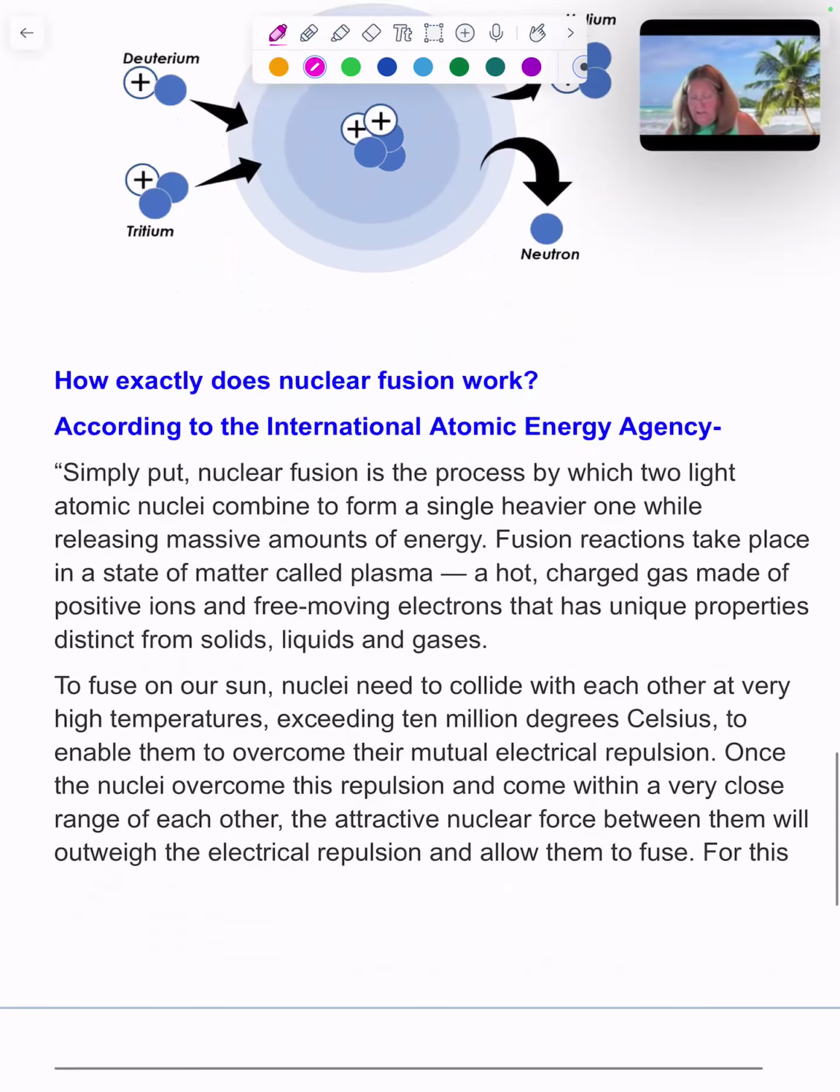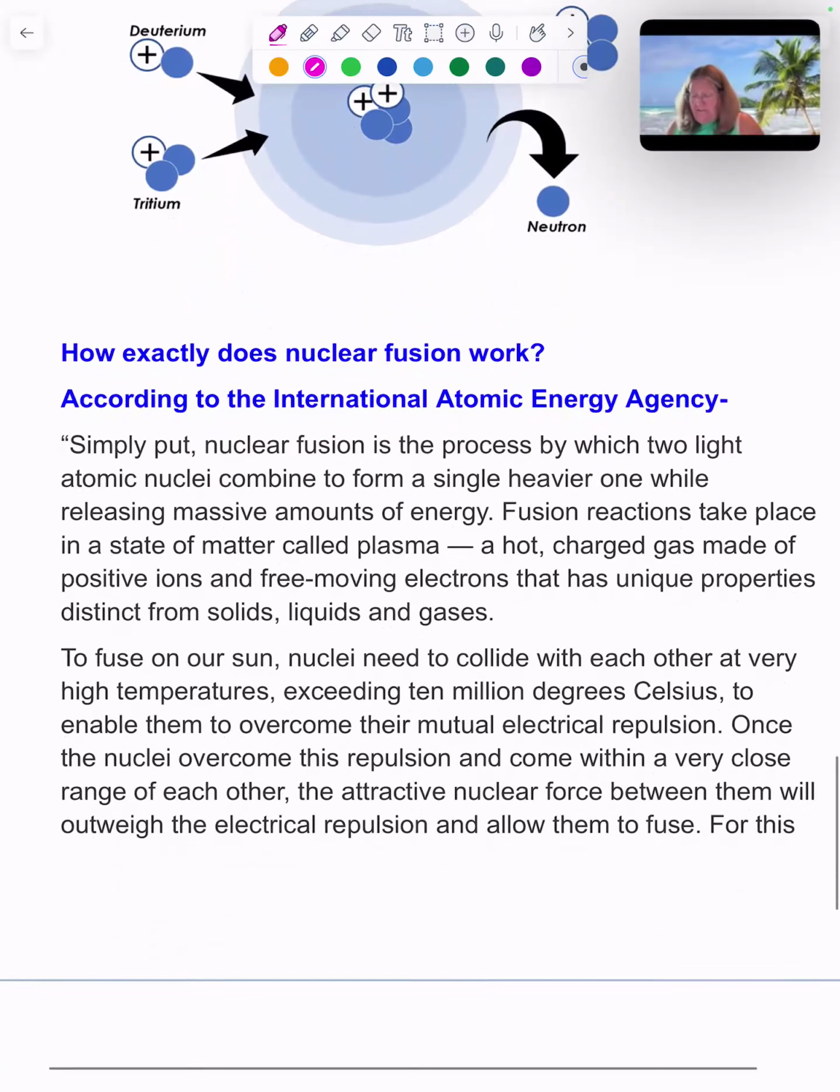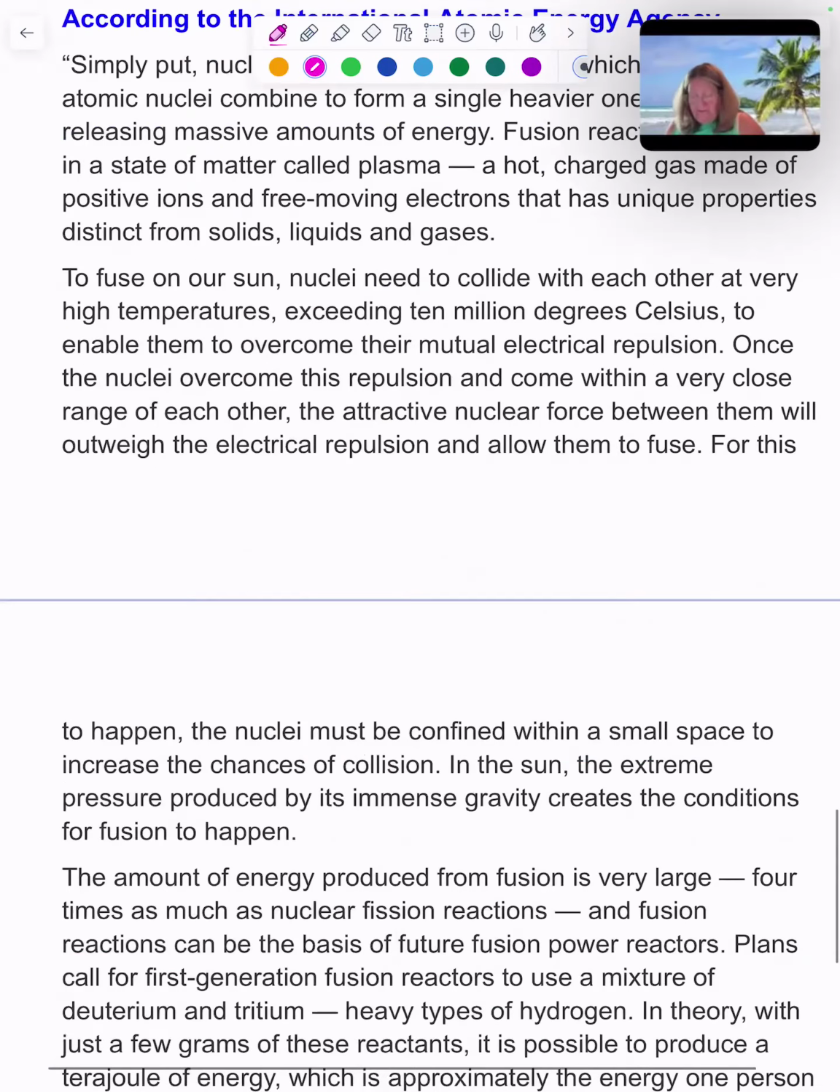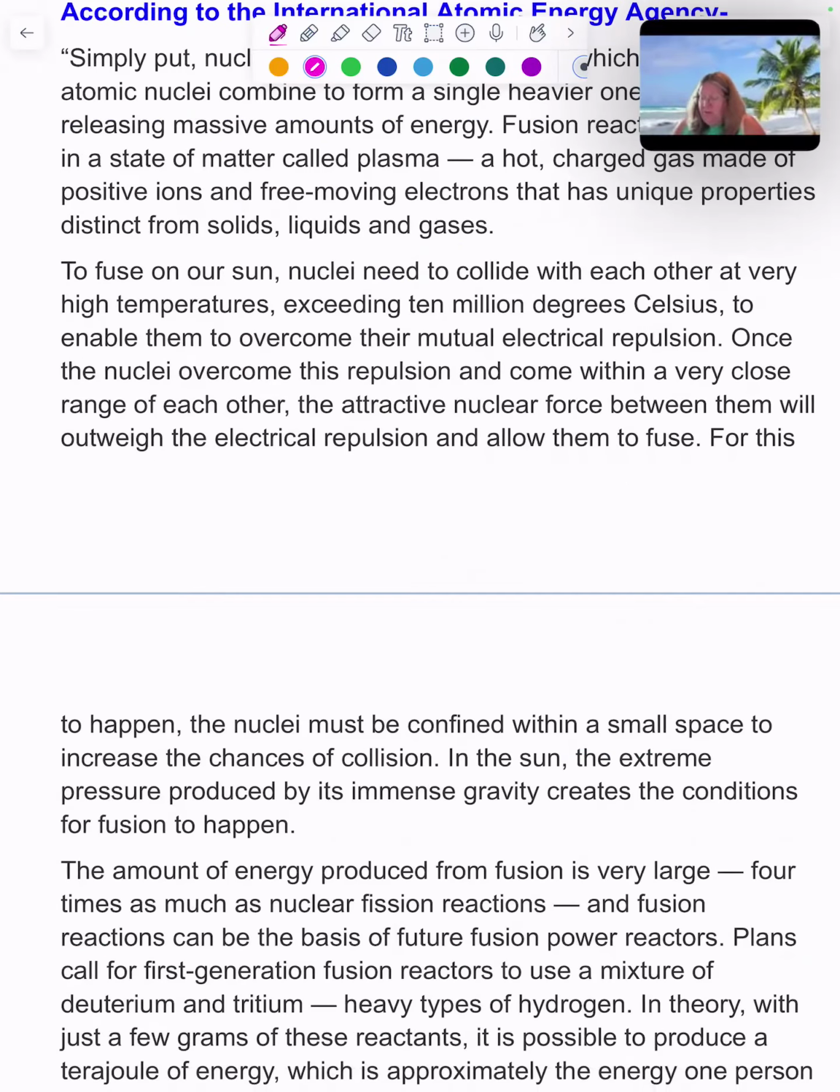To fuse on our sun, nuclei need to collide with each other at very high temperatures, exceeding 10 million degrees Celsius, to enable them to overcome their mutual electric repulsion. Once the nuclei overcome this repulsion, they become within very close range of each other. The attractive nuclear force between them outweighs the electrical repulsion and allows them to fuse. For this to happen, the nuclei must be confined within a small space to increase the chances of collision. In the sun, it's extreme pressure produced by the immense gravity that creates the conditions for fusion to happen.